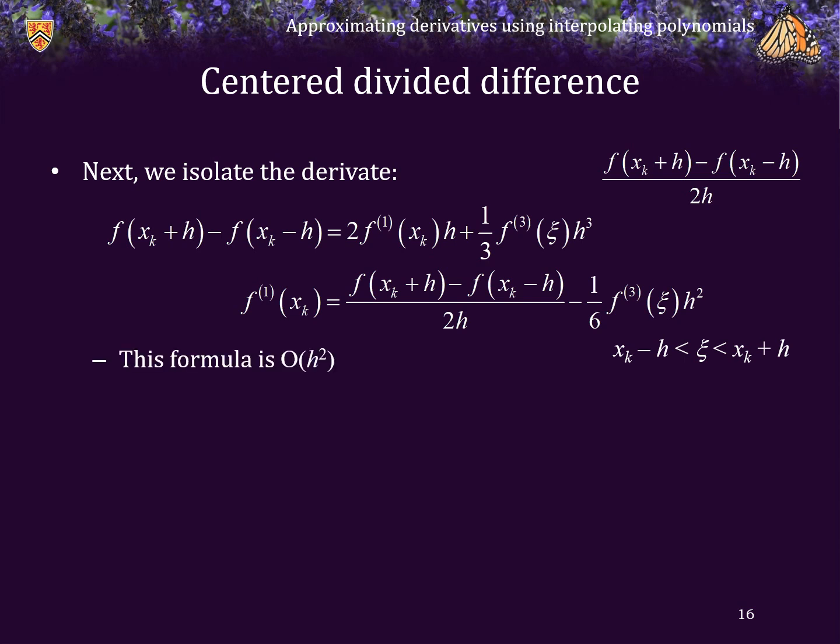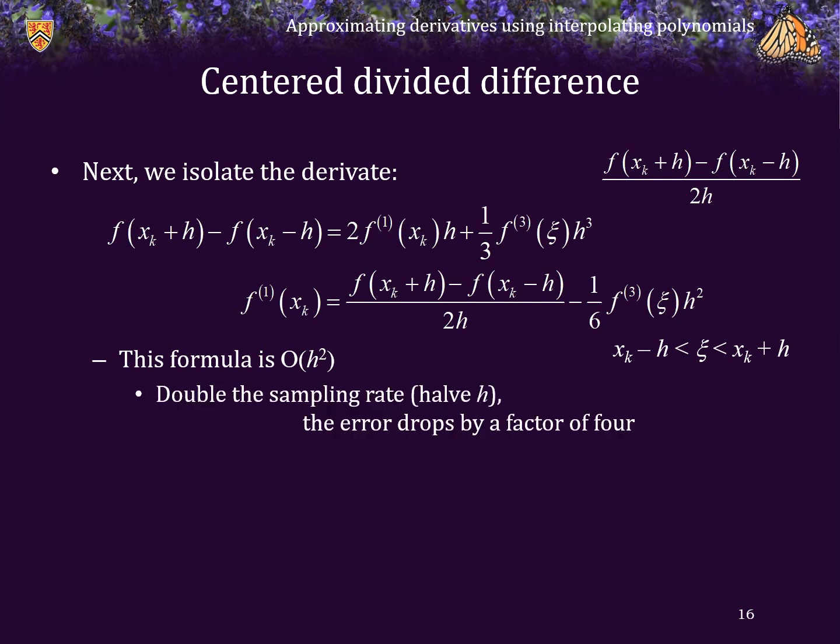So this is an order h squared formula. Now what does that mean? Well, if I double the sampling rate, this means h is halved. So now the error will be dropped by h over 2 all squared, which is a quarter of the previous error.